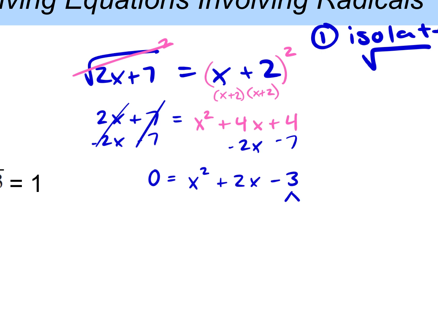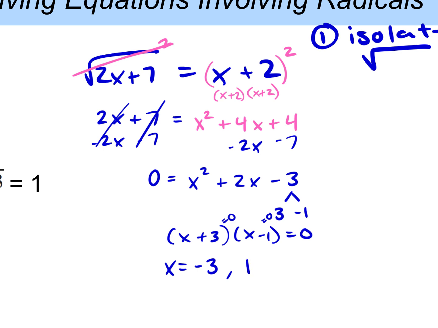Do we have two factors of negative 3 that add to 2? What are they? Awesome, 3 and negative 1. So x plus 3 and x minus 1 is equal to 0. Set them both equal to 0. So x is equal to? Awesome, negative 3 and 1.